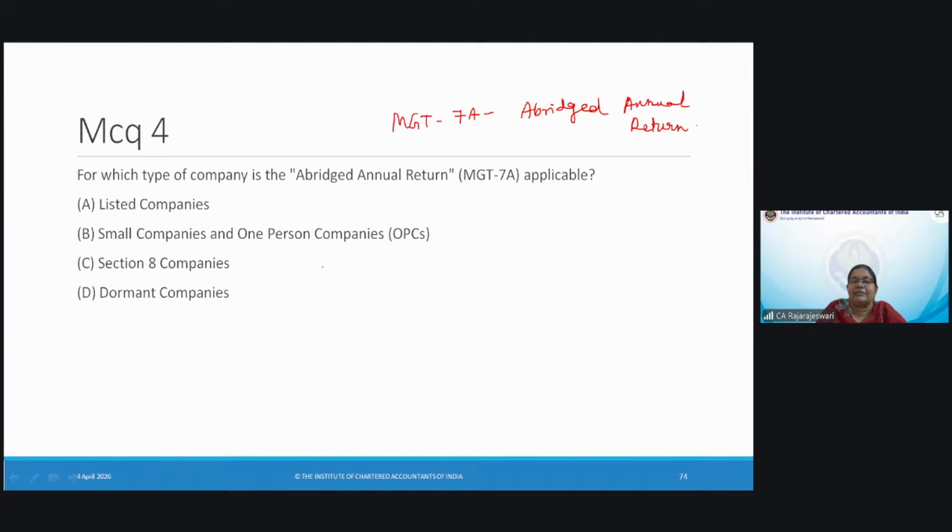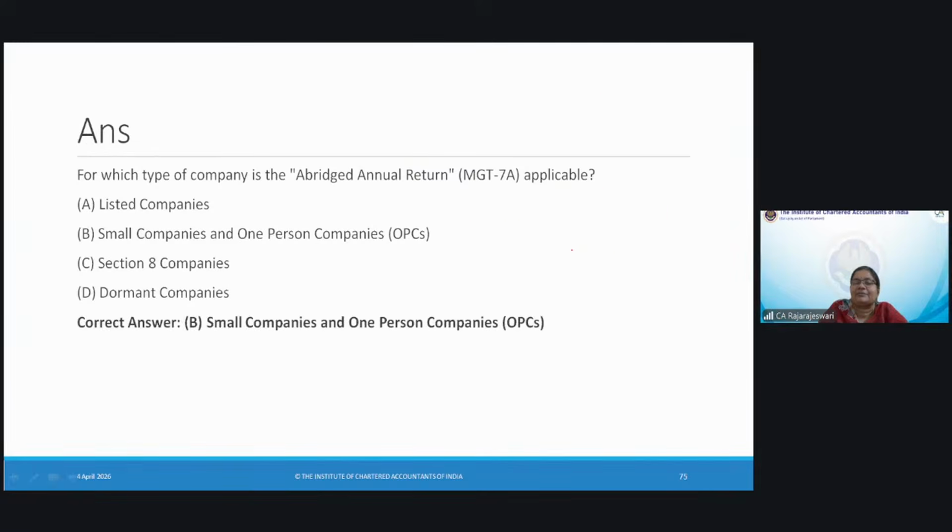For listed companies, every company has to file the annual return in MGT 7. For other companies, it is MGT 7. For small companies and one-person companies, why? What is the concept? Small companies and one-person companies need not be elaborate in giving the annual return because the number of shareholders is also less. For a one-person company, it is probably one person running the show, right? That's why it is a one-person company. So they need not give an elaborate thing. They can give an abridged return. So MGT 7A is applicable for small and one-person companies.